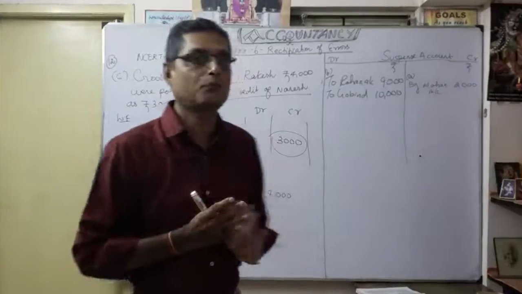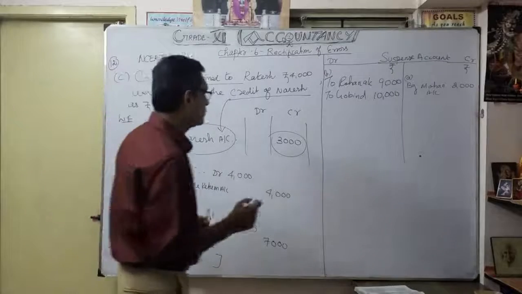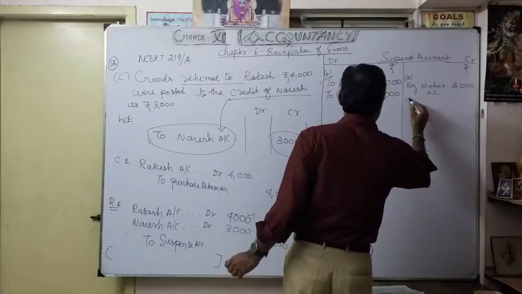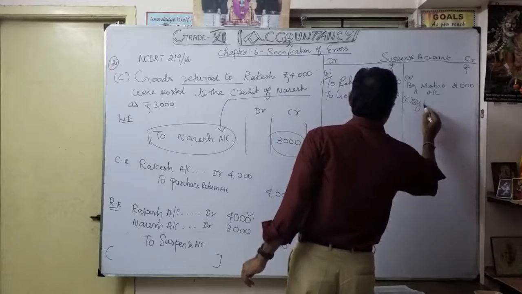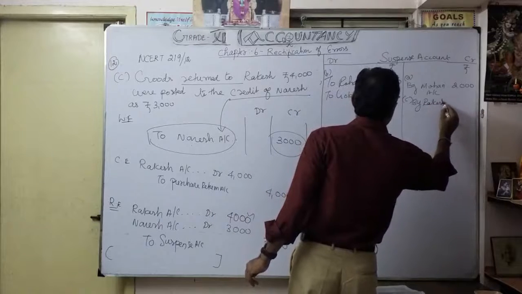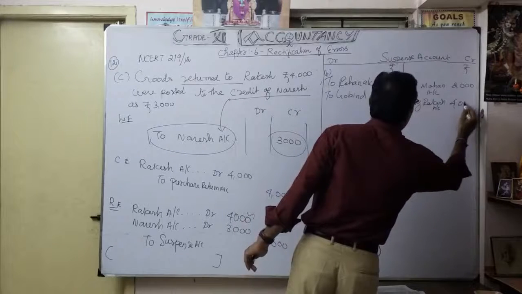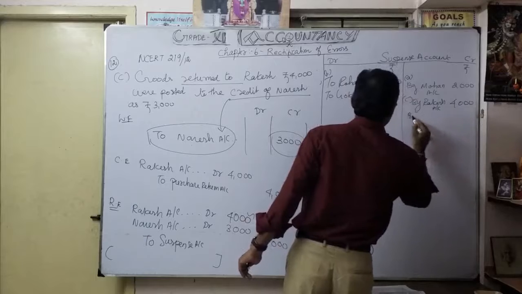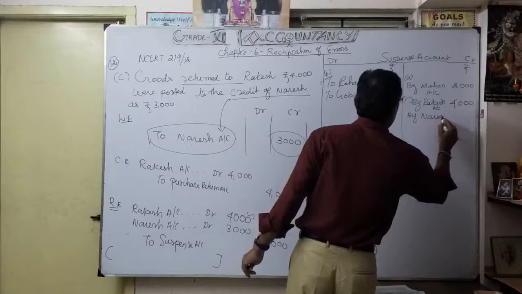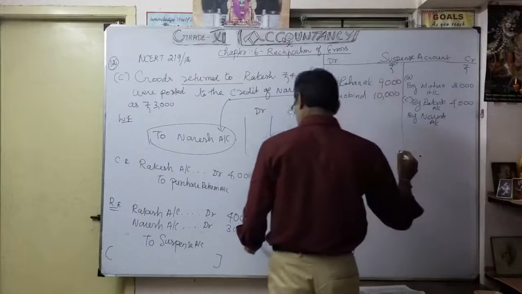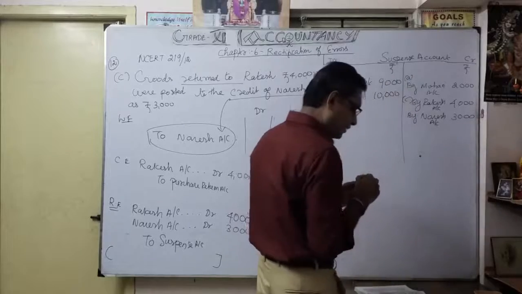So narration is very important. Now how you are going to do posting? So into suspense account, what am I going to post? This is C. That's why I mark it here. Okay. What is that? By Rakesh account. Rakesh account how much? 4,000. Okay. So then by Naresh account. By Naresh account. How much? 3,000. Okay. Now understood how this entry is giving the effect.